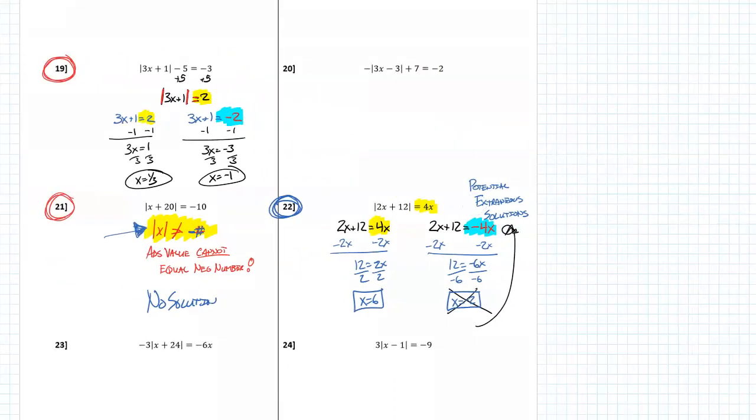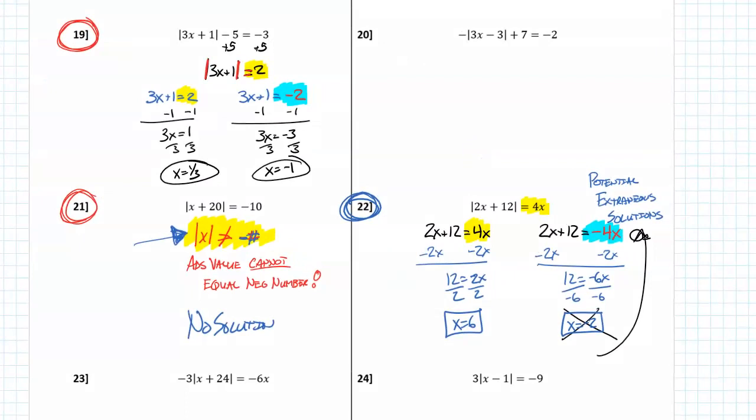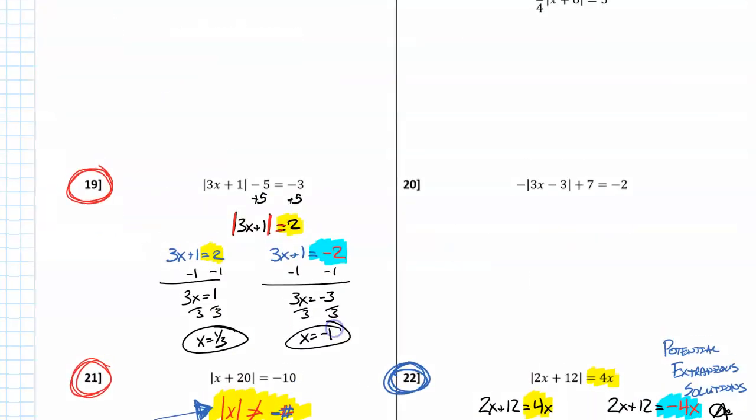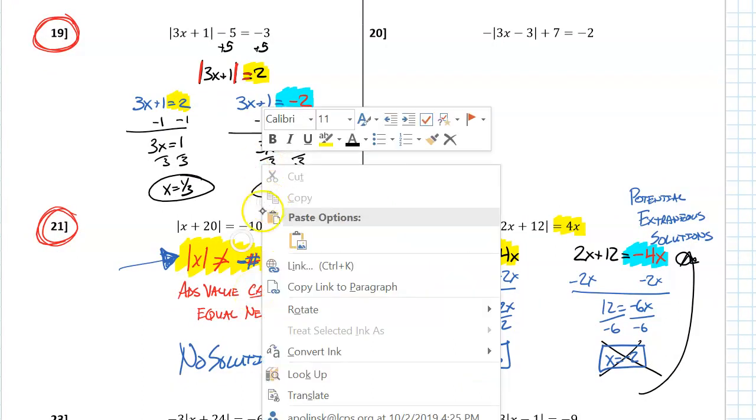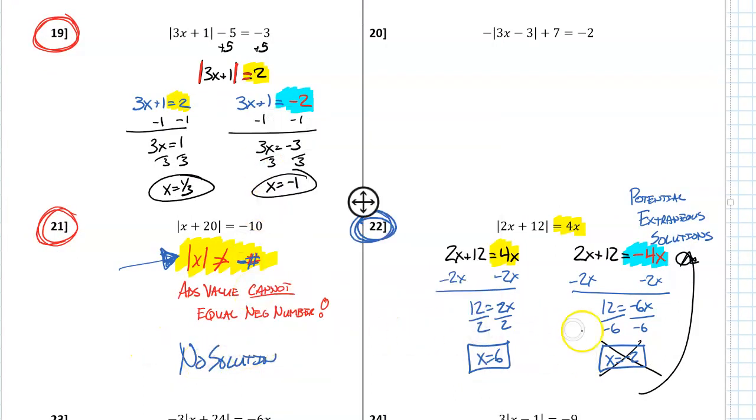So those three examples highlight the three different possibilities for solving an absolute value equation. We could get two solutions. We could get one solution with an extraneous one, or we could get no solutions at all. The rest of the answer key is viewable online. Check those problems out.